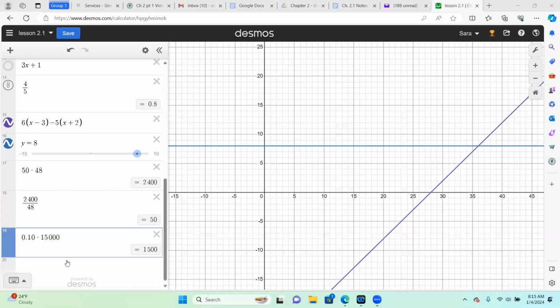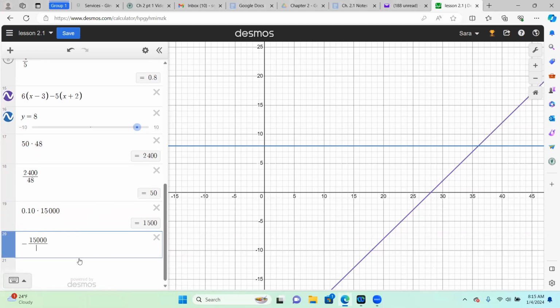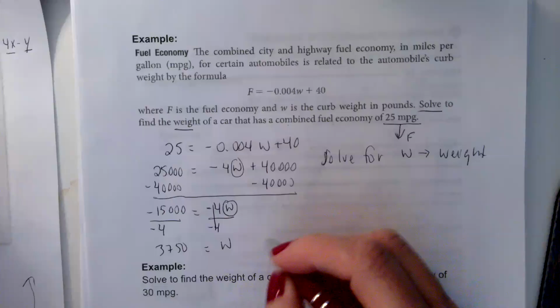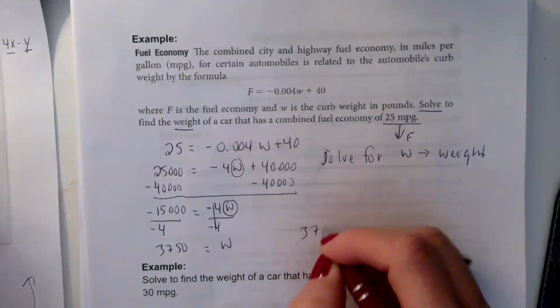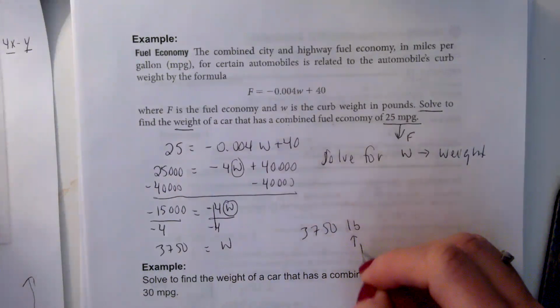Let's go back to Desmos and just make sure that we've got this. Negative 15,000 divided by negative 4 comes out to be 3,750 pounds. LB is a symbol for pounds.